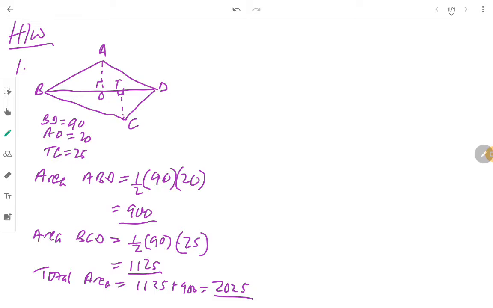This is what we're given for the first question, and we wanted to calculate the total area. Okay? Then from there, we have question number 2. We're given a trapezium. Then there's another line here.